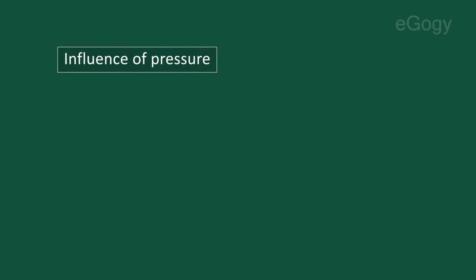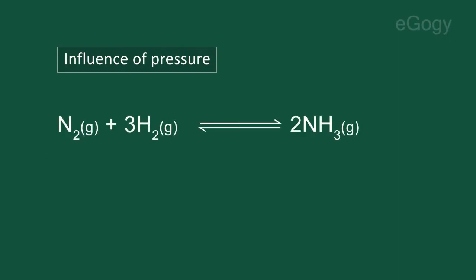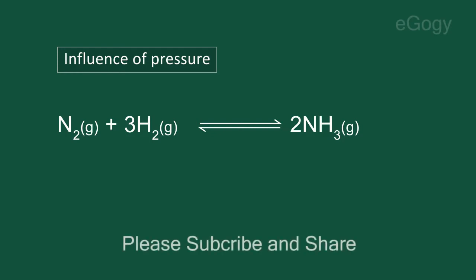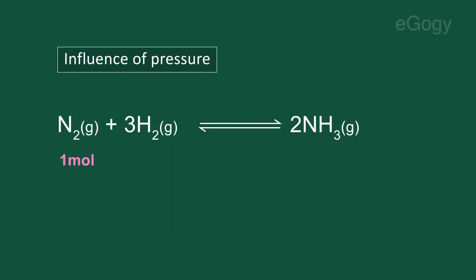Influence of pressure. Look into the reaction in which nitrogen and hydrogen react together to form ammonia. N2 on reaction with 3H2 reversibly forms 2NH3. In this chemical reaction, 1 mole of nitrogen combined with 3 moles of hydrogen to give 2 moles of ammonia.